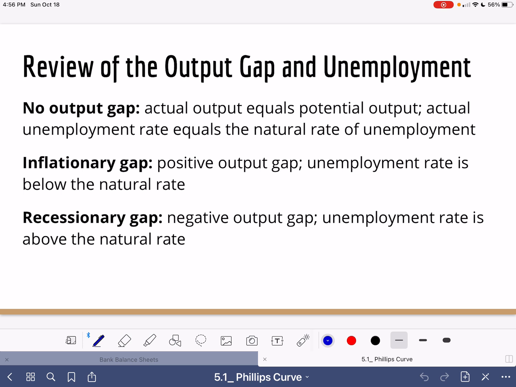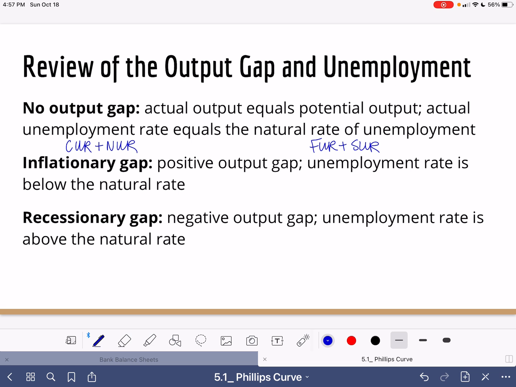So this is where the actual unemployment rate equals the natural rate of unemployment. Remember, the natural rate of unemployment is frictional unemployment plus structural unemployment. And then our actual unemployment rate is cyclical unemployment plus the natural rate of unemployment.